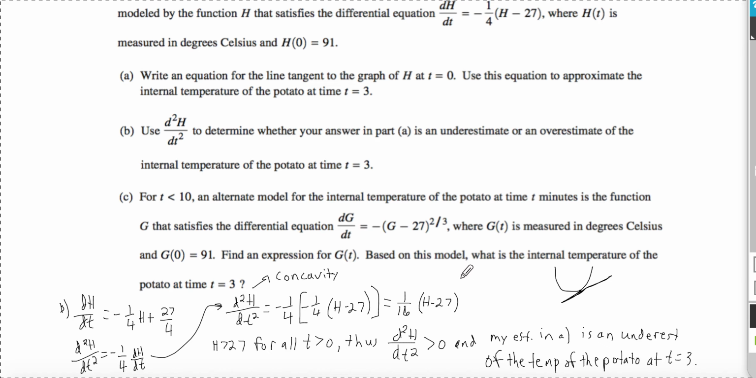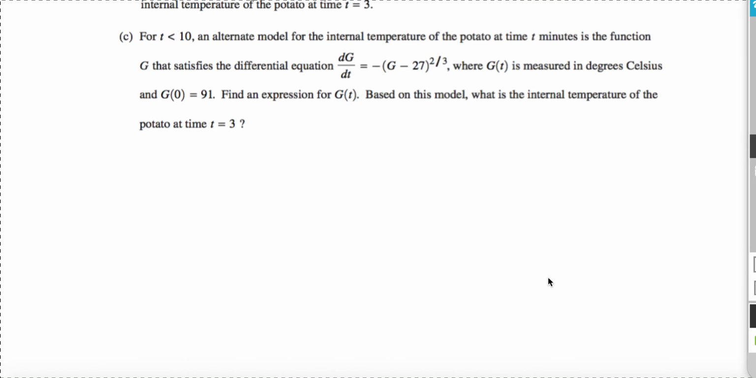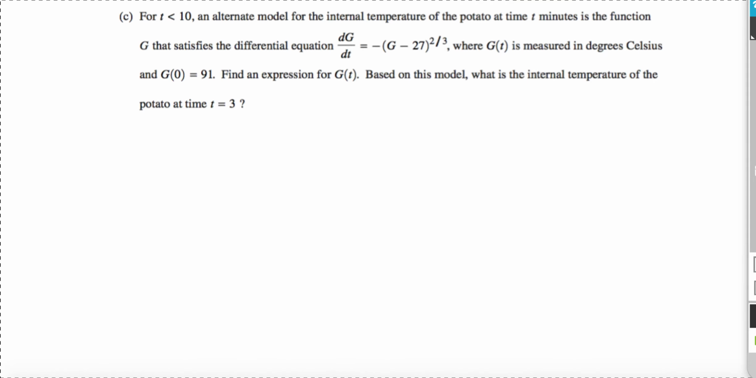All right, let's take a look at part C now. Part C says for t less than 10, an alternate model for the internal temperature of the potato at time t minutes is the function g that satisfies the differential equation given here, where g of t is measured in degrees Celsius and g of 0 is 91. That sounds like another initial condition. It happens to be the same values as the ones we were already working with. Find an expression for g of t. Based on this model, what is the internal temperature of the potato at time t equals 3?